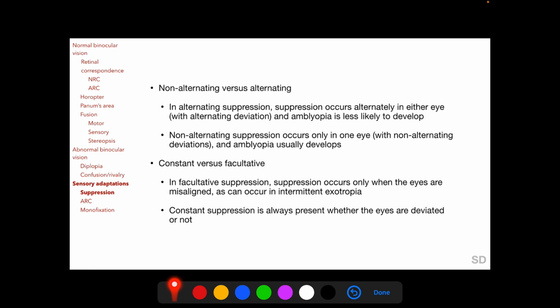Peripheral pathological suppression can be constant or facultative. In facultative suppression, suppression occurs only when the eyes are misaligned, as can occur in an intermittent exotropia. In intermittent strabismus, the eyes are deviated at one point in time, but the eyes are aligned at another point in time, and suppression occurs in the deviating eye only when the eyes are deviated. But constant suppression is always present whether the eyes are deviated or not.